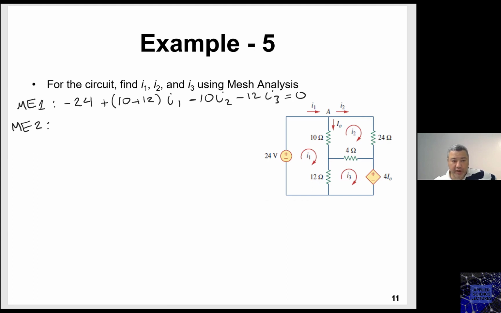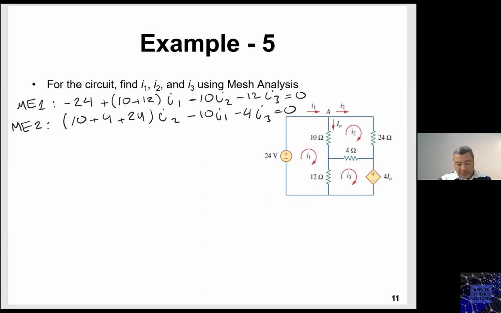So can I try? Go ahead. Yeah, it is 24 I2 plus 4 I2 plus 10 I2, so add them all, right? 10 plus 4 plus 24 I2, minus 10 I1 is equal to 0. Oh, no, and there is also minus 4 I3, minus 4 I3 equals 0. Yeah, that's correct. That's great.